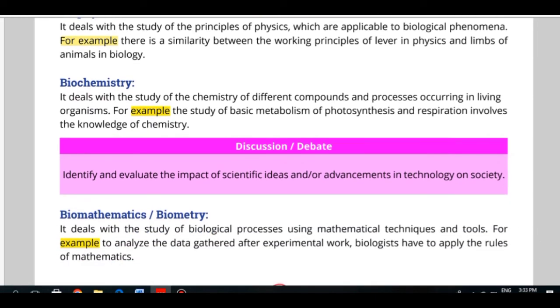Then next is biochemistry, and it is defined as the study of the chemistry of the different compounds and processes occurring in the living organisms. For example, the study of the basic metabolism of photosynthesis and respiration involves the knowledge of chemistry.